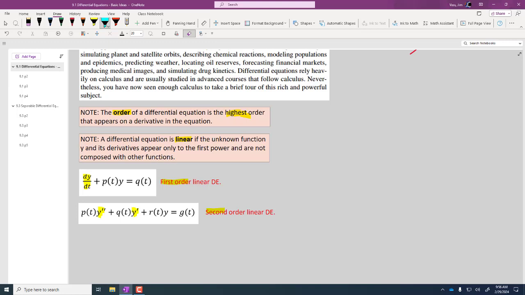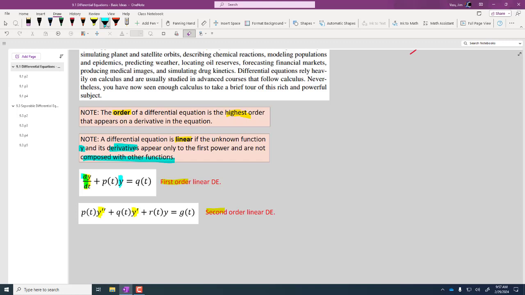Now linear, slightly different animal. It's linear if the unknown function y and its derivatives appear only to the first power and they are not composed with other functions. So let's just try to understand what that means. When we look at this first equation, here is the derivative, here is the function. There's no square on them. There's no square root on them. They're not multiplied by each other. They're not commingling with each other. So we have the y and the y prime separate and raised to just the power of one.